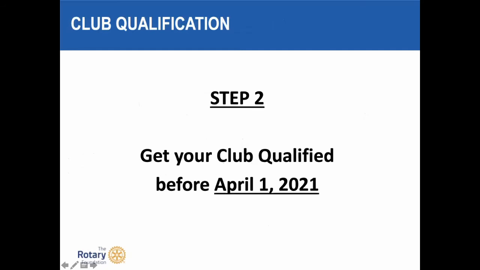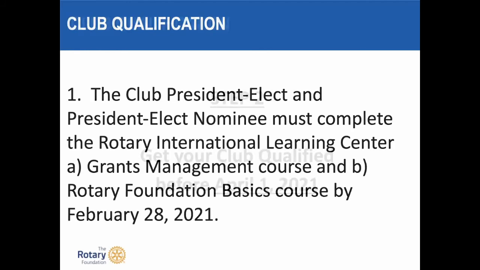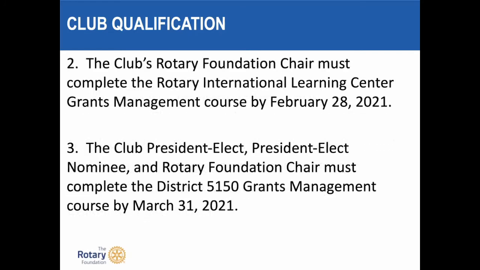All right, ready for step two, which is get your club qualified before April 1st, 2021. Your club president-elect and president-elect nominee must complete the Rotary International Learning Center Grants Management course and Rotary Foundation Basics course by February 28th, 2021. Your club's Rotary Foundation Chair must complete the Rotary International Learning Center Grants Management course by February 28th, 2021. The club president-elect, president-elect nominee, and Rotary Foundation Chair must complete the District 5150 Grants Management course by March 31st, 2021.